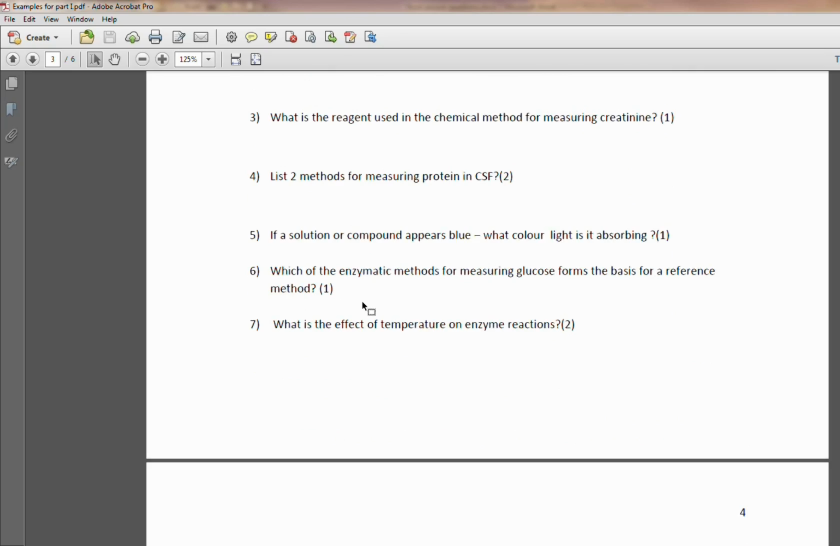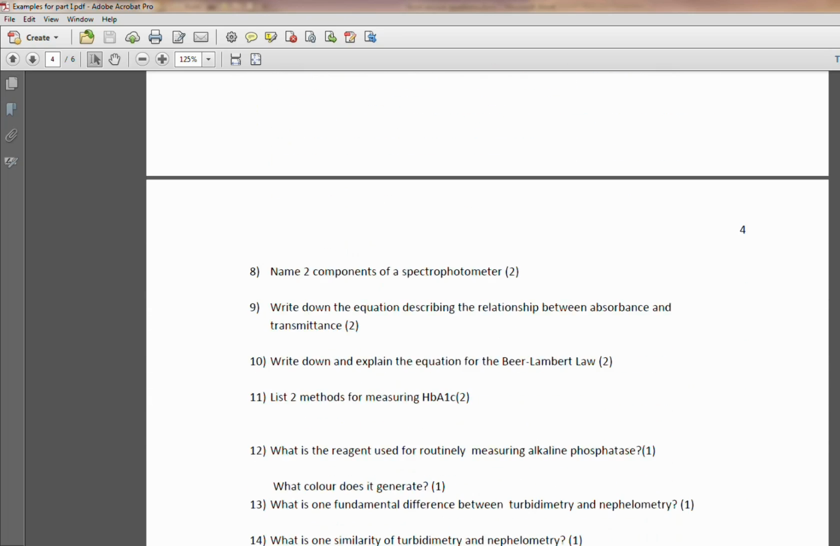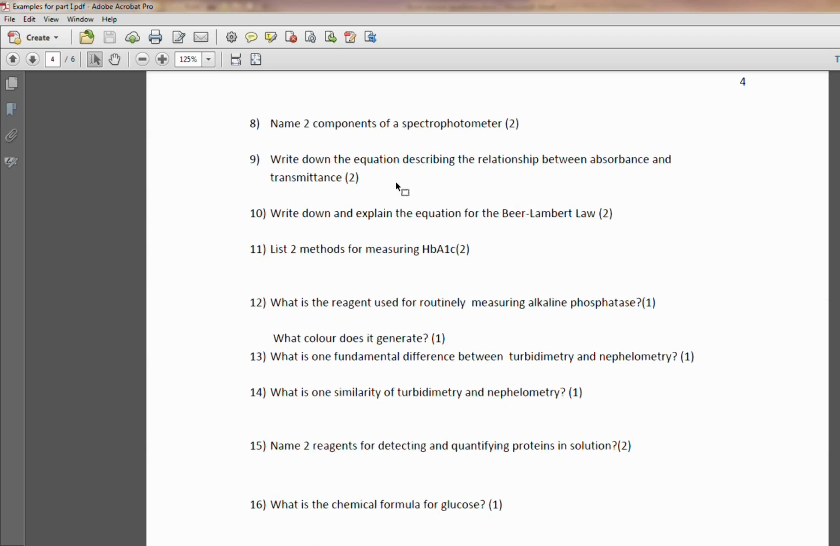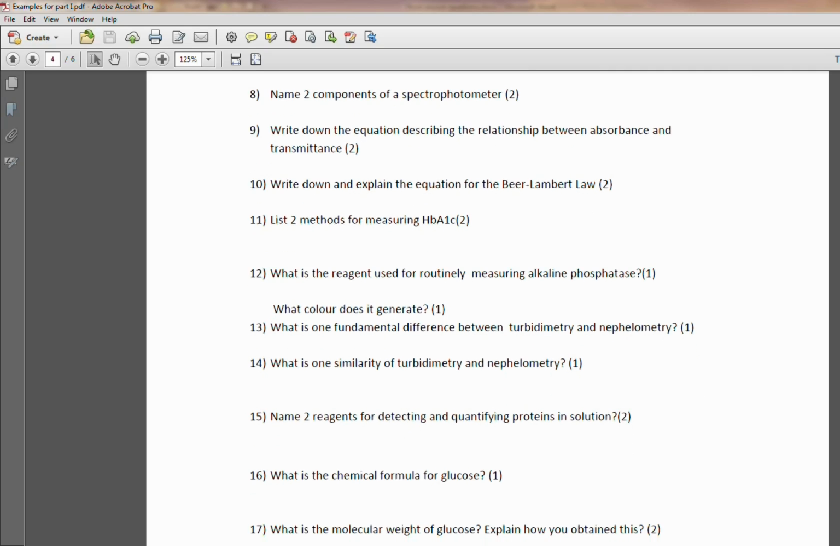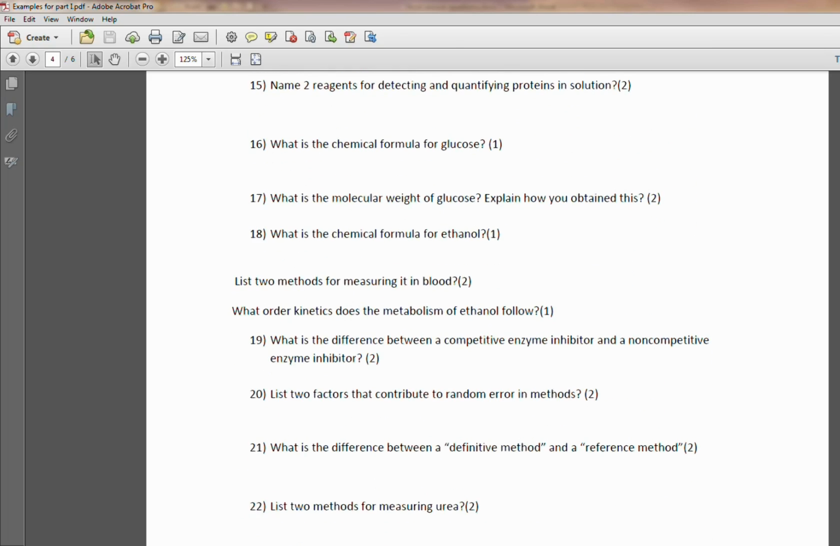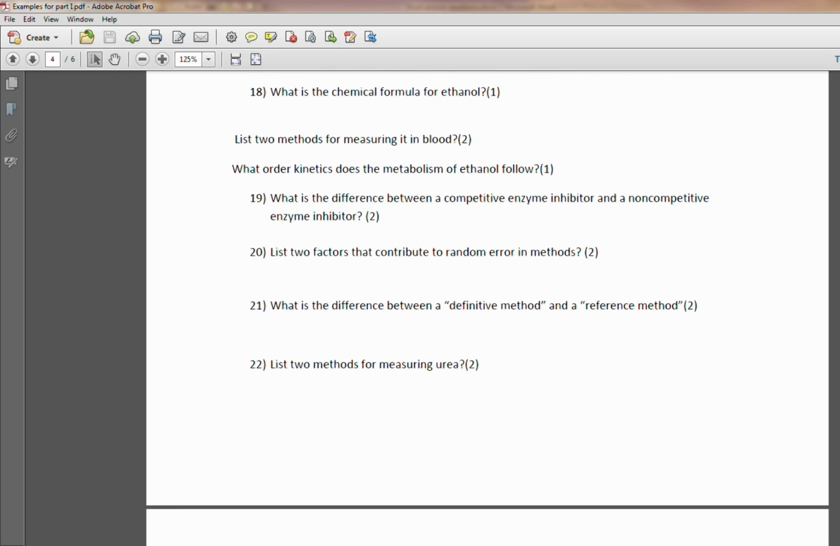Which of the enzymatic methods for measuring glucose forms a basis for a reference method? What is the effect of temperature on enzyme reactions? Name 2 components of a spectrophotometer. What's the equation describing the relationship between absorbance and transmittance? What's the equation for the Beer-Lambert law? Give 2 methods for measuring HbA1c. So these are all examples of short answer questions where the answer is very specific and very short.